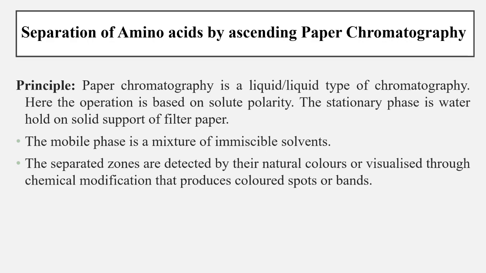What solvents are used in the mobile phase, we will discuss in later slides. The separated zones are detected by their natural colors or visualized through chemical modification that produces colored spots or bands. Chemical modification means we use chemicals like ninhydrin to detect different types of amino acids, proteins or carbohydrates. Ninhydrin produces a blue color.